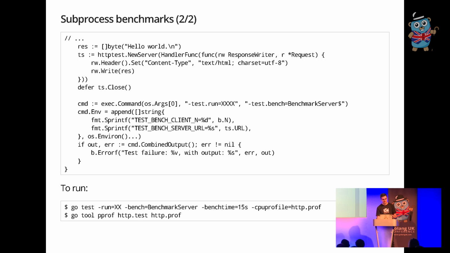So it creates an HTTP test server that says hello world, and then it uses the exec package to execute the test binary itself, running the benchmark server, providing these environment variables. And so the end result is you can run go test running the benchmark with the CPU profile or mem profile flags and generate nice profiles that only include profiling data for the server side of this portion. If we had the client in the same process, we would have confusion over which parts of the profile reflected the client side and which parts reflected the server side.